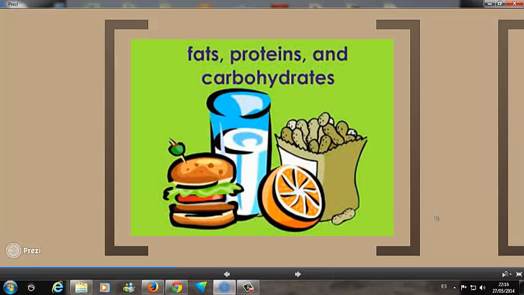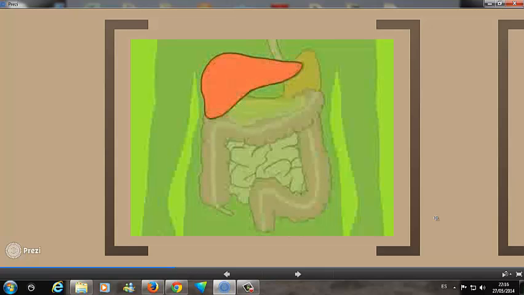The blood brings the fats, proteins, and carbohydrates, including sugars, to the liver, which helps make them into building blocks the body needs to work and grow. The liver also helps remove harmful substances from the blood.